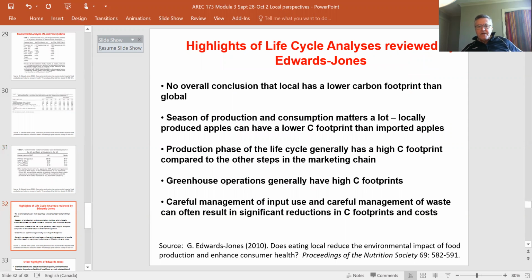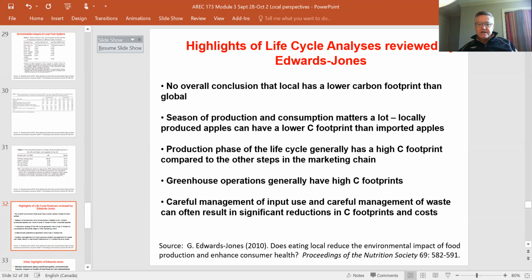for the area. So overall, Edward Jones has done this for a whole variety of products, and his conclusion is that you can't assume that local will have a lower carbon footprint than global. It depends, right? It depends on things like seasonality of production and consumption. So you'll figure out whether the product's been stored for a long time, and if it's produced in a colder climate than a somewhat warmer climate, or climate in different parts of the world.